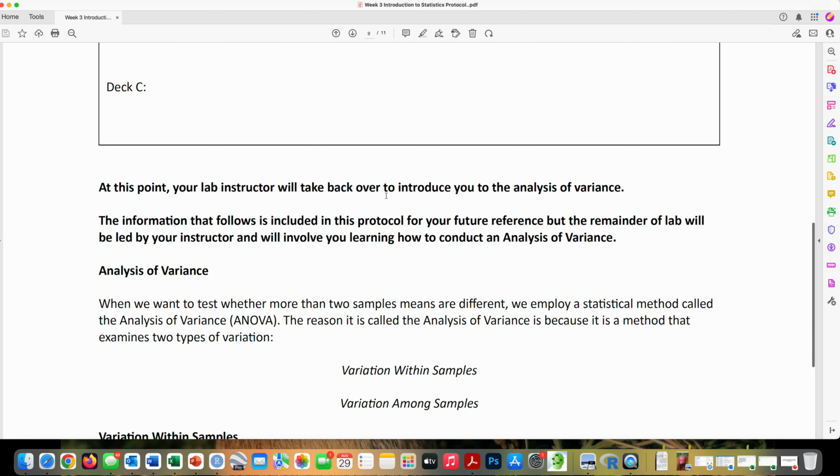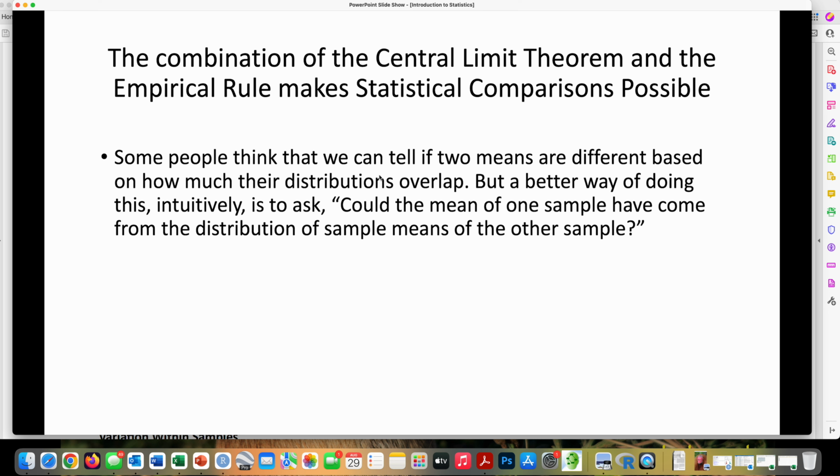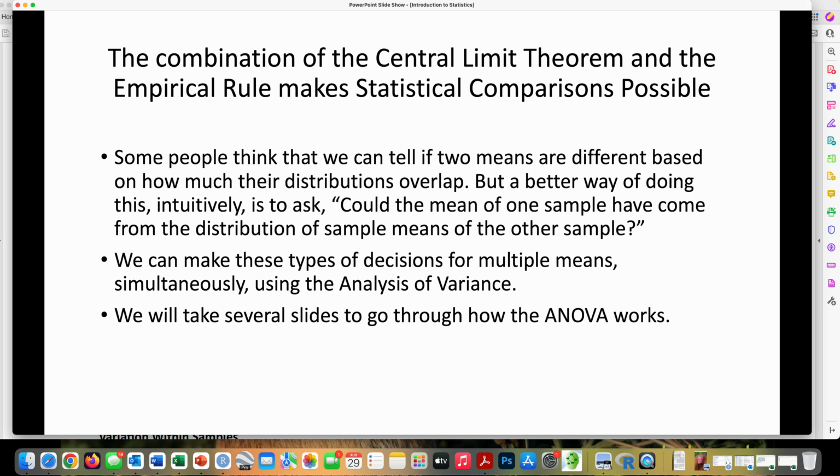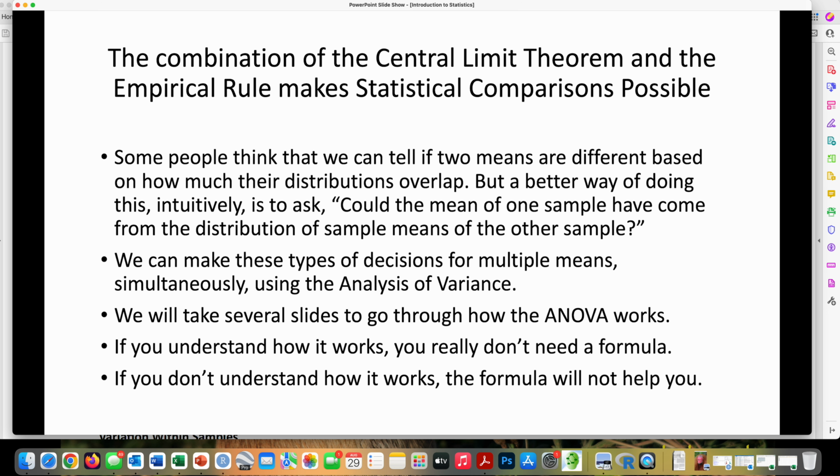At this point, once everybody has gotten that done, you need to take back over and go back to the PowerPoint and reiterate some of these things. The combination of the central limit theorem combined with the empirical rule is what enables us to do statistics. And so there's a series of slides that goes through what the ANOVA does. But the goal here is for them to understand how it works, not to memorize a bunch of formulas. If you understand how it works, you don't really need a formula, and if you don't understand how it works, chances are the formula is not going to help you. But hopefully this PowerPoint will go quite a ways towards helping them understand this.